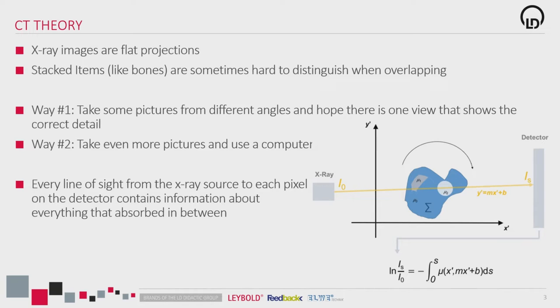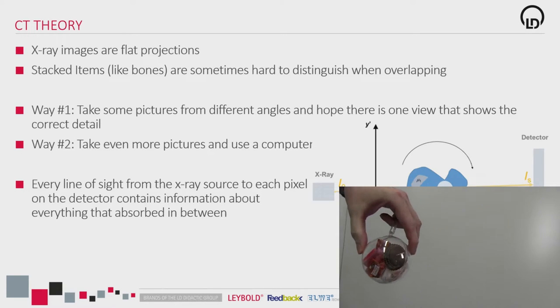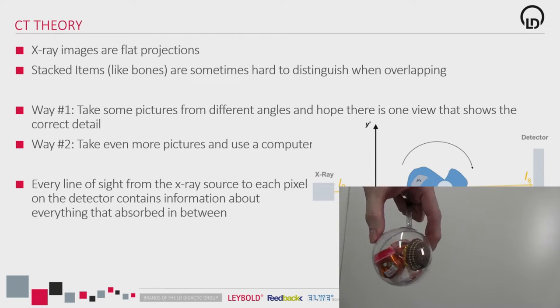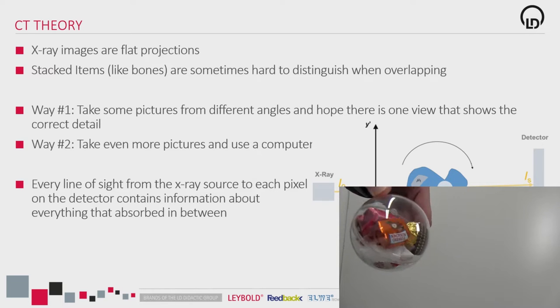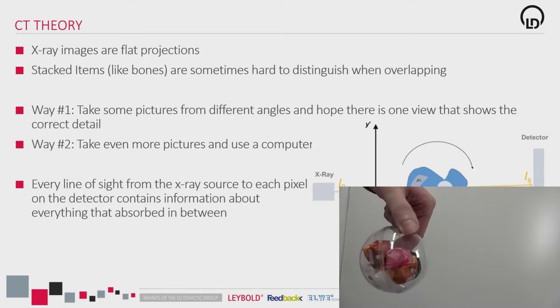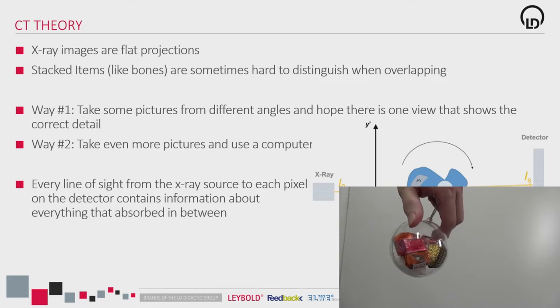And for that, we need to understand that every line of sight from the X-ray source to every pixel in the detector contains all the information of what it has been passing through. For the visualization, we can, for example, think about several items in one box, and when you try to figure out how much is in there, you turn it. You just turn it around to see it from every side. And this is exactly the idea of computed tomography. I have an object rotated in front of a camera and then mathematically process all the images together.